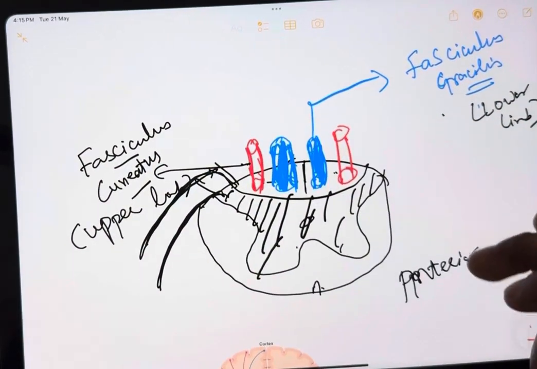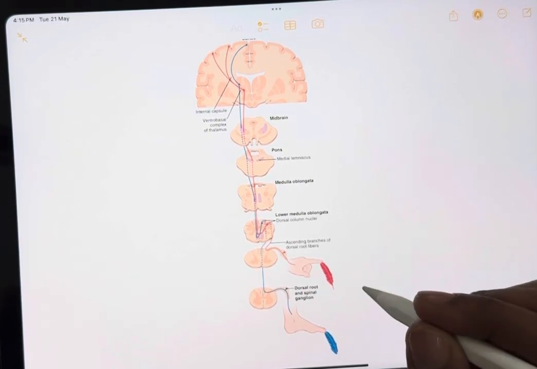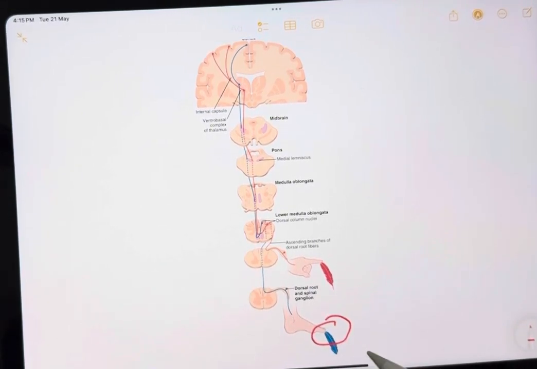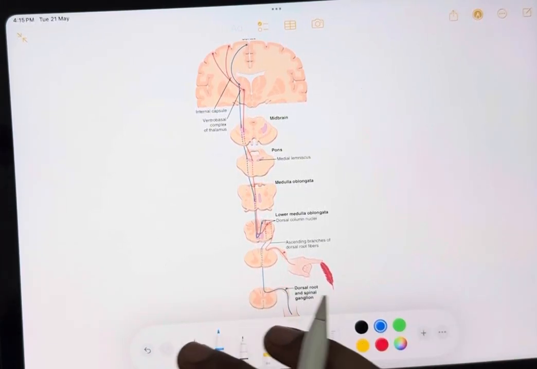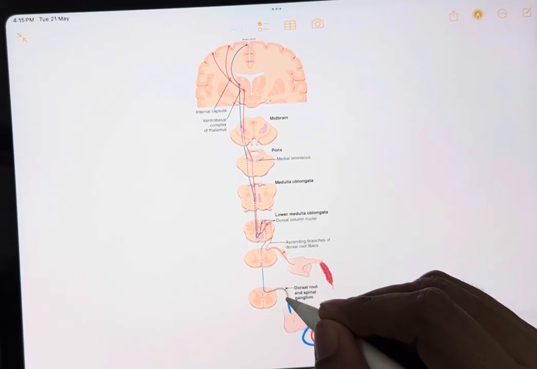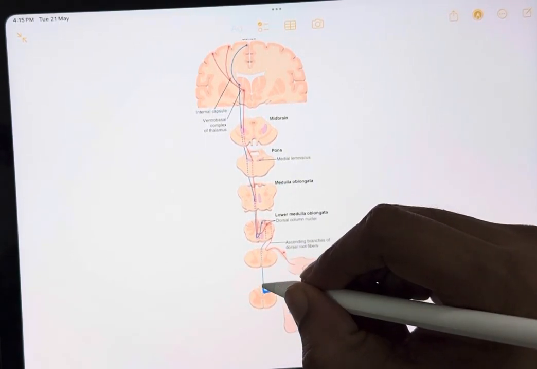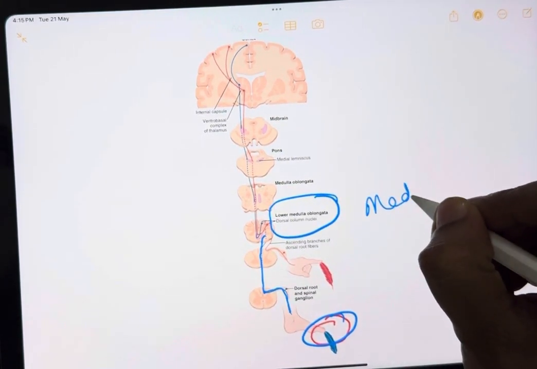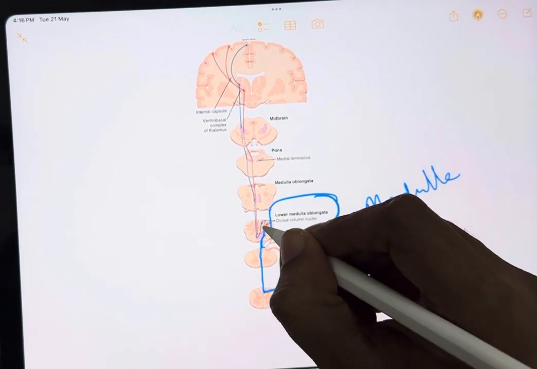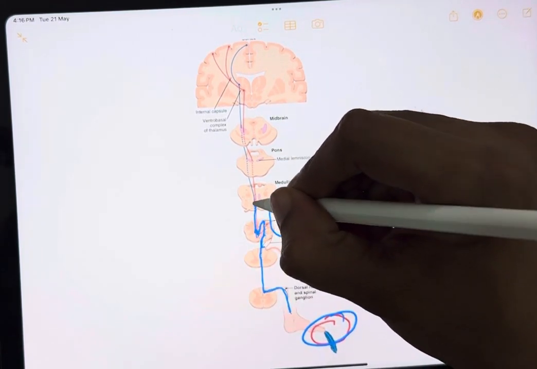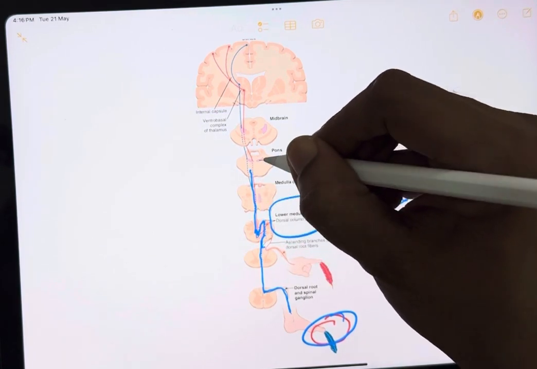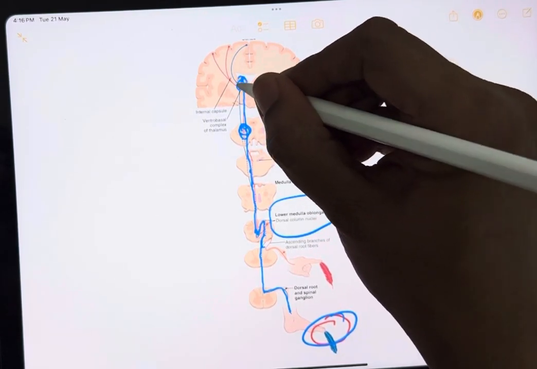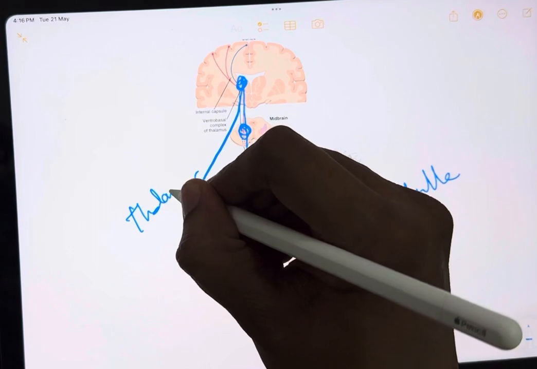Let me explain the same thing from the textbook diagram, if you can see it. From the lower limb, the fine touch sensation is carried from this dorsal root, running medially, up to the level of the medulla. This is the lower part of the medulla. From the medulla, it decussates to the opposite side and ascends into the upper part of the medulla, pons and midbrain, and it terminates ultimately in the thalamus. This is the thalamus.